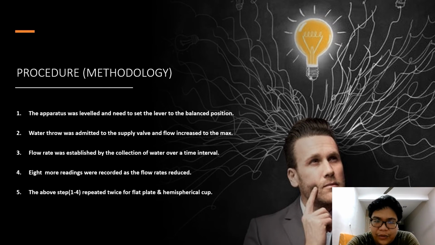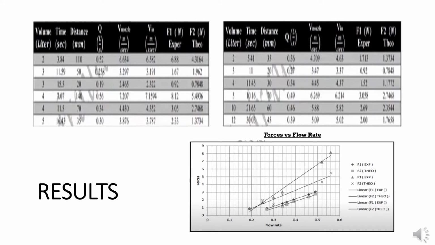And lastly, we repeat steps 1 until 4 twice, for the flat plate and the hemispherical cup. So after we have conducted our experiment, we get the results, and from the results we have constructed two tables, the first one is the recordings of the values from the flat plate, and the second one is the recording of the readings for the hemispherical cup.